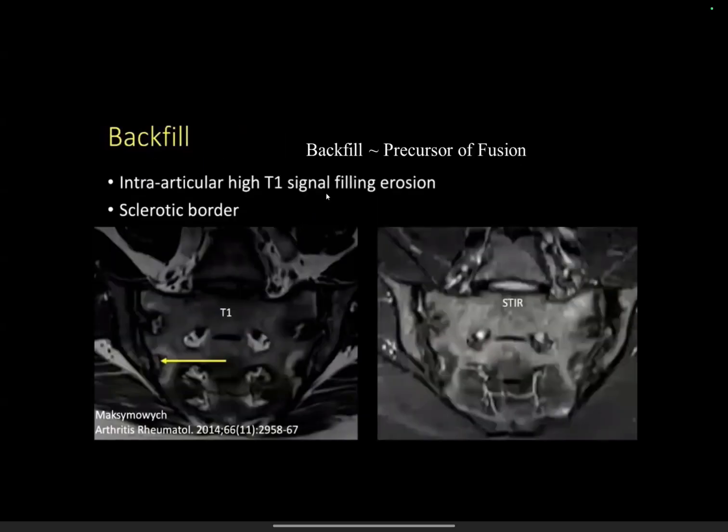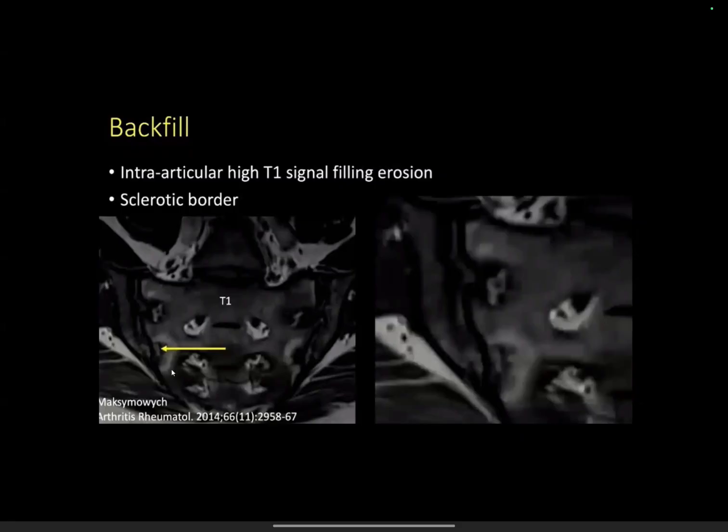Now, what is backfill? Backfill is basically a precursor of fusion, and what it is seen as, we just discussed erosion. Within that erosion, if you see centrally T1 hyperintensity, that is what is called as backfill, and it classically has a sclerotic border. So intra-articular T1 high signal filling erosion, and that has a sclerotic border. And on STIR sequence, you can see adjacent bone marrow edema. However, this is black. So this is what is called as backfill.